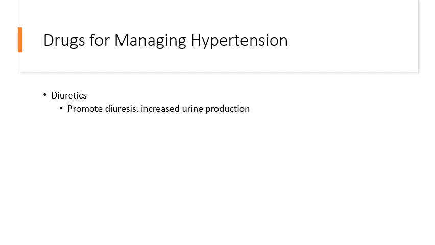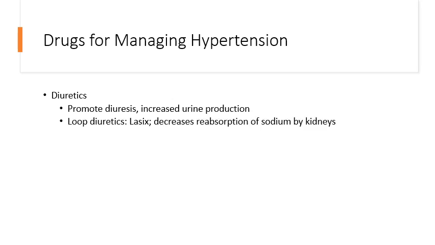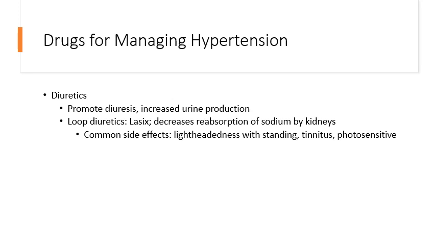So diuretics promote diuresis and increase urine production. There are a couple of different types of diuretics. There are your loop diuretics, which decrease reabsorption of sodium by the kidneys. These are some of the common side effects. Loop diuretics tend to be very potent. If it's a very active individual, they may not tolerate these quite as well. So again, lightheadedness, tinnitus, and they could be photosensitive with these.